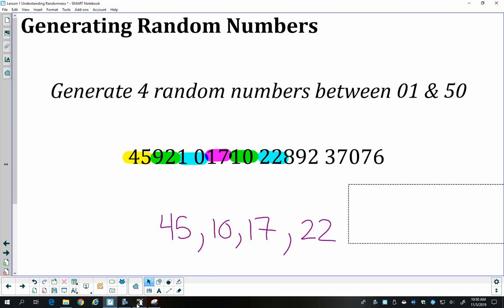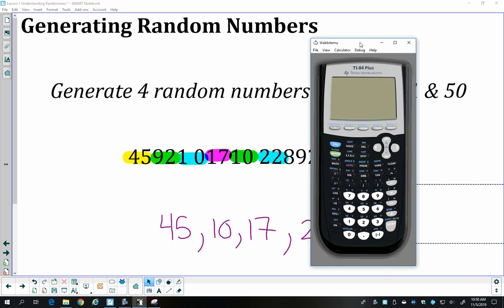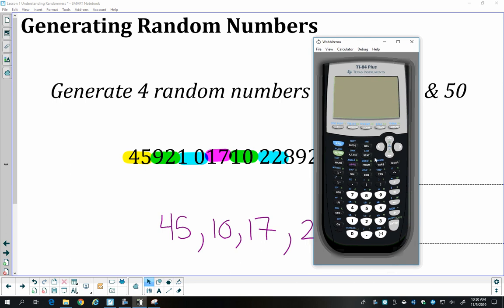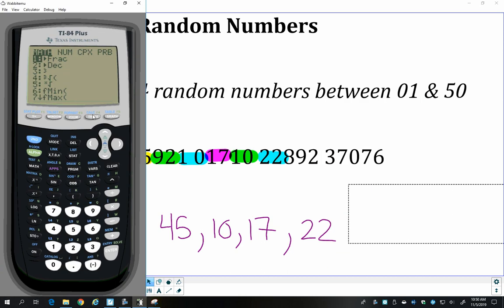We can do the same thing using a calculator. So we click the math button and arrow over to probability. Let's see if I can make this bigger. And then we're going to go down here to random int. So we want to produce a random integer between 1 and 50.